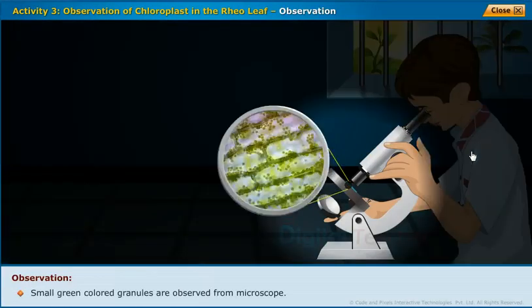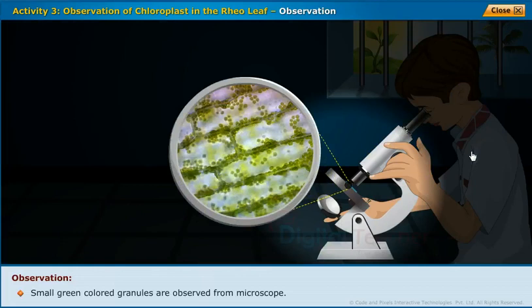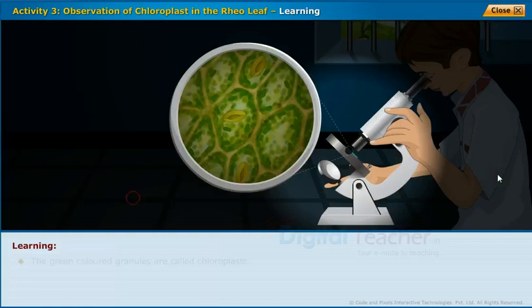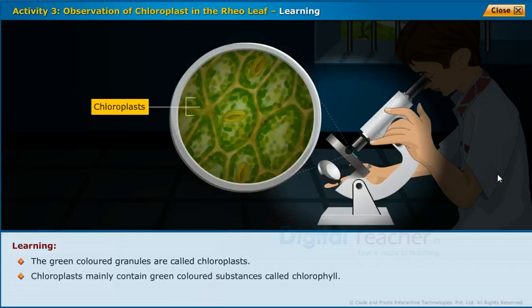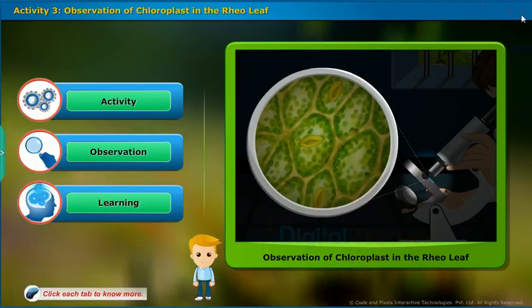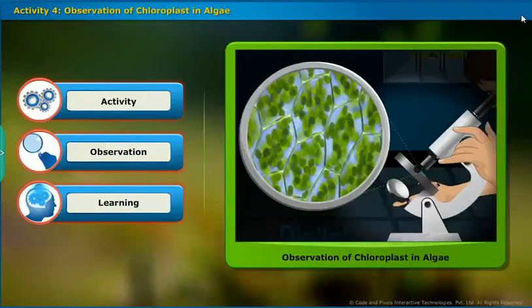Small green-colored granules are observed from microscope. The green-colored granules are called chloroplasts. Chloroplasts mainly contain green-colored substances called chlorophyll. Here, let us perform an activity to observe chloroplast in algae.